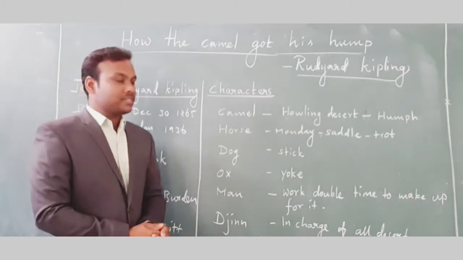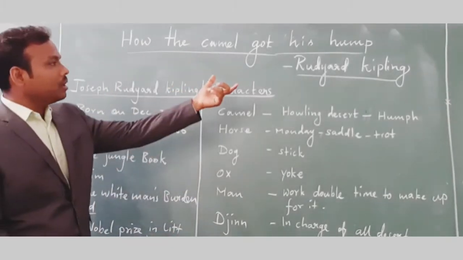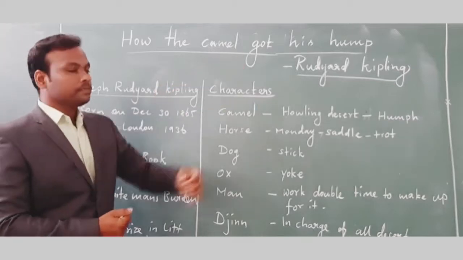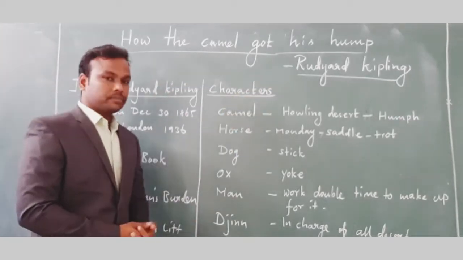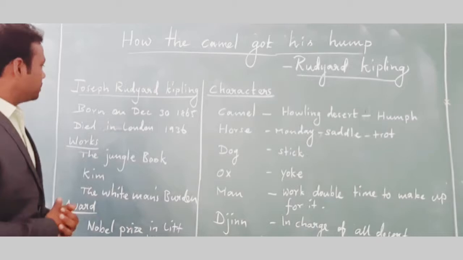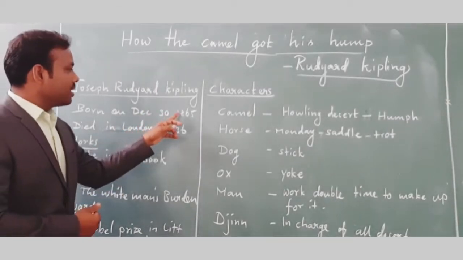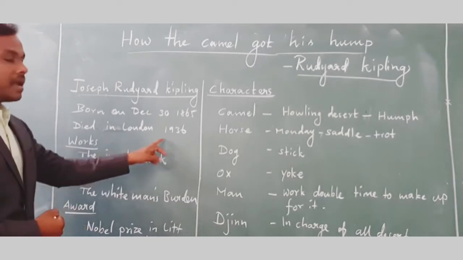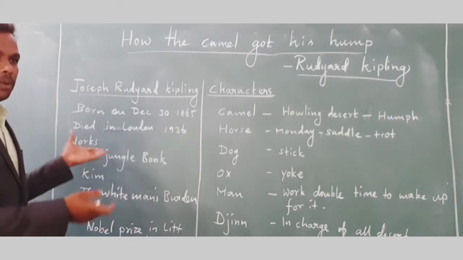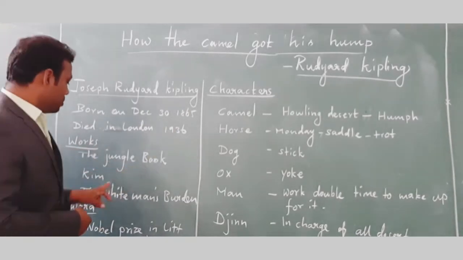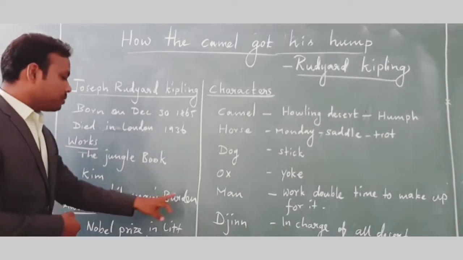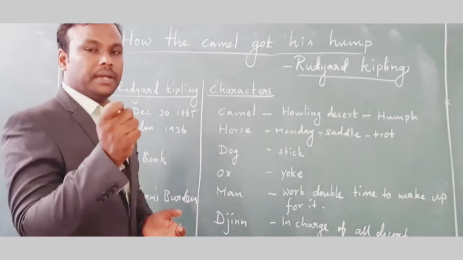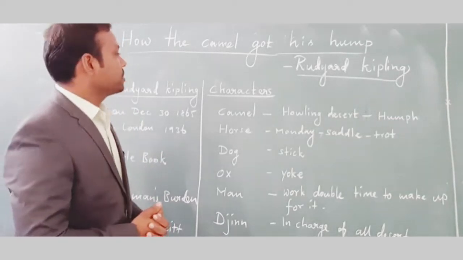Today, in this session, I am going to teach Rudyard Kipling's short story, How the Camel Got Its Hump. Who is Rudyard Kipling? He is an Indian-born English writer, born on December 30, 1865, and died in London in 1936. His notable works are The Jungle Book, The Man Who Would Be King, and The White Man's Burden. And he got the Nobel Prize in Literature in 1907.